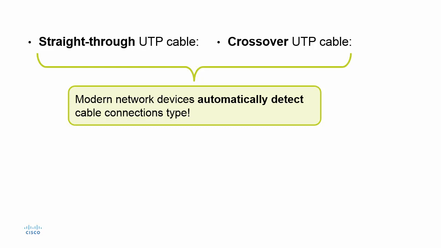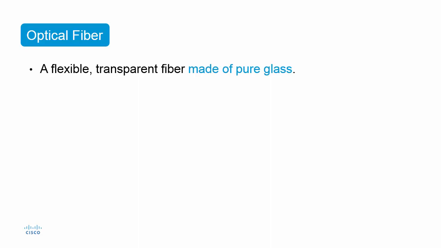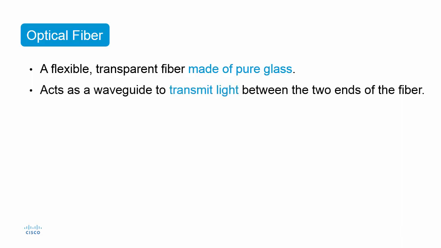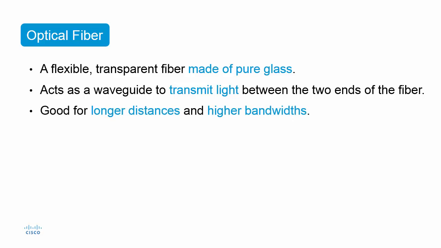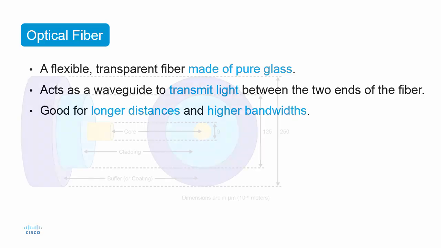Another popular physical medium to carry Ethernet is optical fiber. An optical fiber is a flexible, transparent fiber made of very pure glass, actually not much larger than a human hair. This fiber acts as a waveguide or light pipe to transmit light between two ends of the fiber, so it's good for long distances and higher bandwidths. Now let's take a look at the construction of optical fiber.